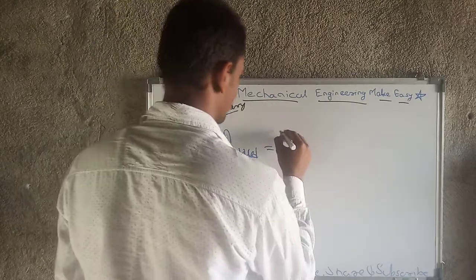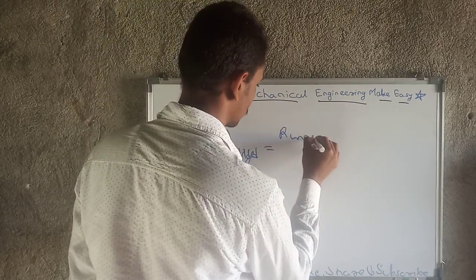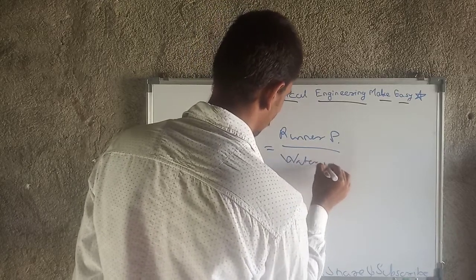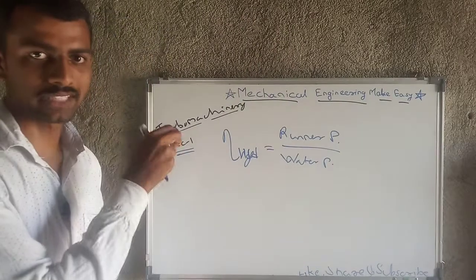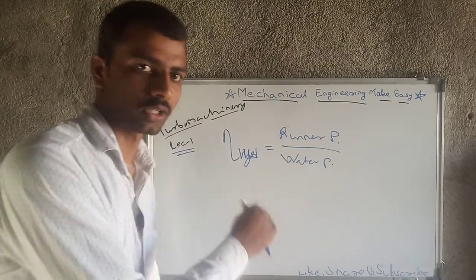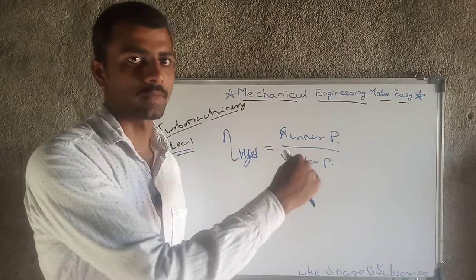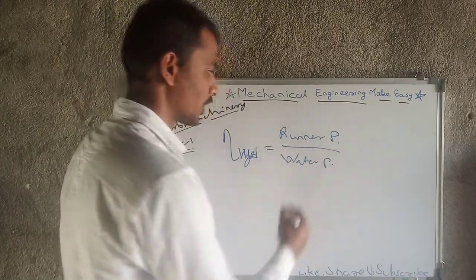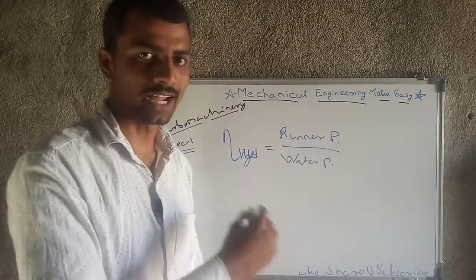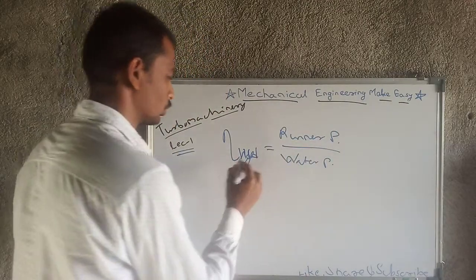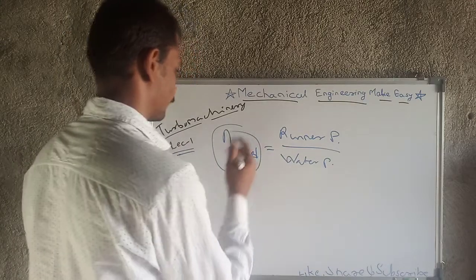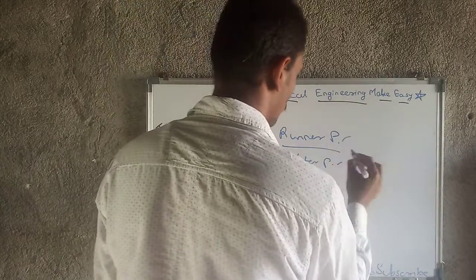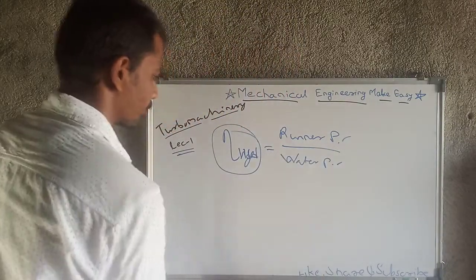Hydraulic efficiency is nothing but runner power to water power. It means water was having some power, and from that water we are going to generate the runner power. But because of some losses, that whole amount of water power is not going to transfer into runner power. That's why the losses occur, and we calculate those losses with hydraulic efficiency. So that is nothing but runner power upon water power.